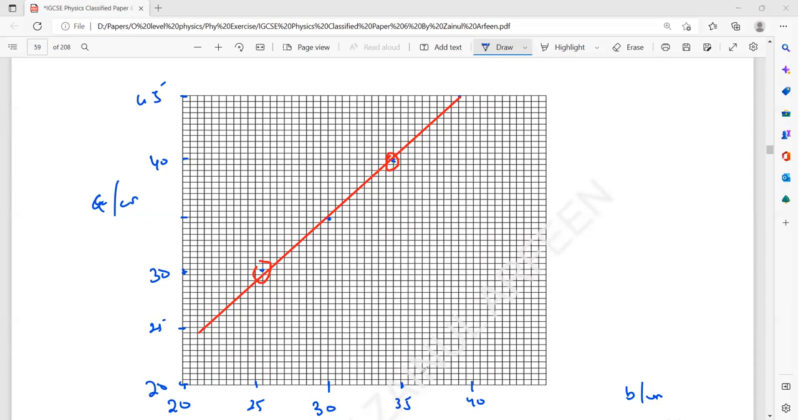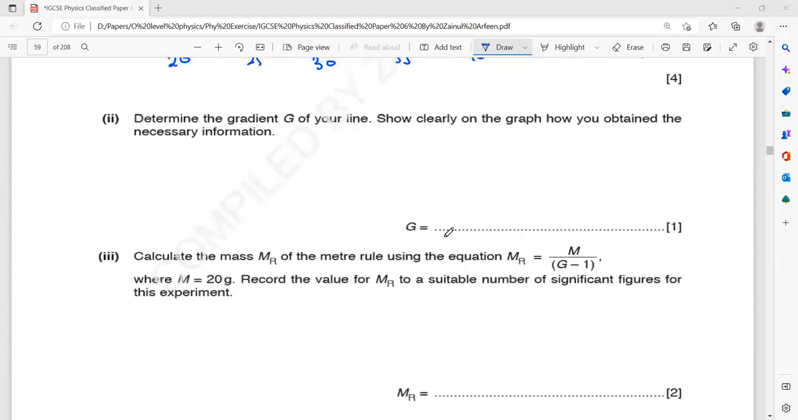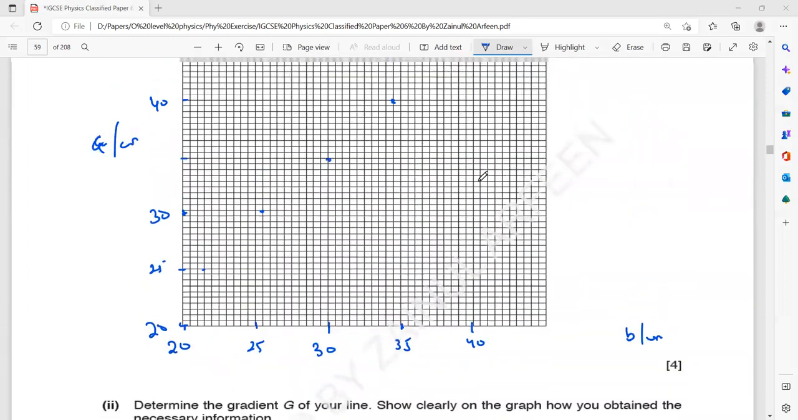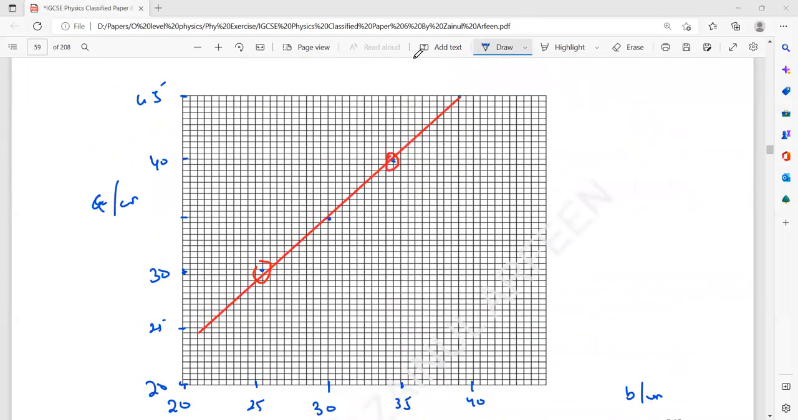The next part, we have to find the gradient and show clearly on your graph how you obtain the gradient. You have to take any two points. Don't take the same points which you used to plot the graph. The length of this line is up to you. You can draw y2 minus y1 or x2 minus x1, but try to take about 5 centimeter spacing between the two points to have a more accurate result. Longer lines give a more accurate result.